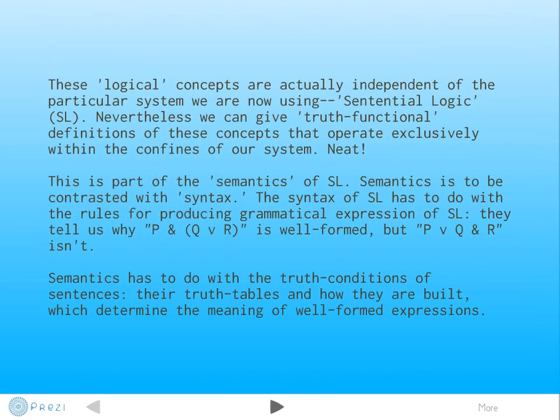Now, these logical concepts are actually independent of the particular system we're now using, which is sentential logic. Nevertheless, we can give truth-functional definitions of these concepts that operate exclusively within the confines of our system. And that's kind of neat. This is the semantics of SL. Now, semantics is to be contrasted with syntax. Syntax has to do with the rules for producing grammatical expressions of SL. It tells us why P and bracket Q or R is well-formed, but P or Q and R isn't well-formed. Semantics has to do with the truth conditions of sentences, their truth tables and how they are built, which determines the meaning of well-formed expressions.